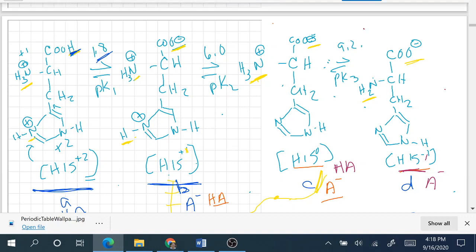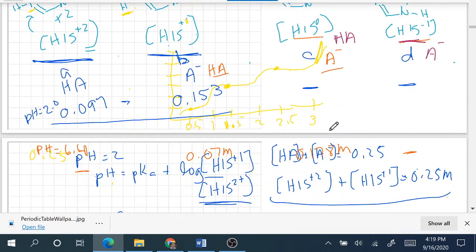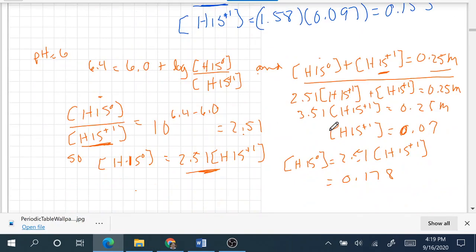So, let's erase that. It's confusing. Okay. So what are we losing here? We're losing the hydrogen off of the alpha amine. So we're going from NH3 plus to NH2, and that's why we've got His minus 1 here, because the only thing charged is a carboxylate group. And we've got His 0 on the left because this is the isoelectric species. Okay, so let's do that calculation.